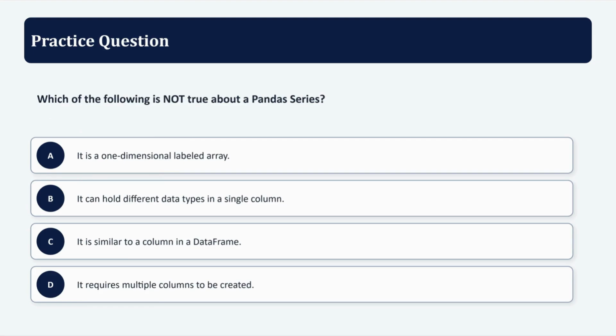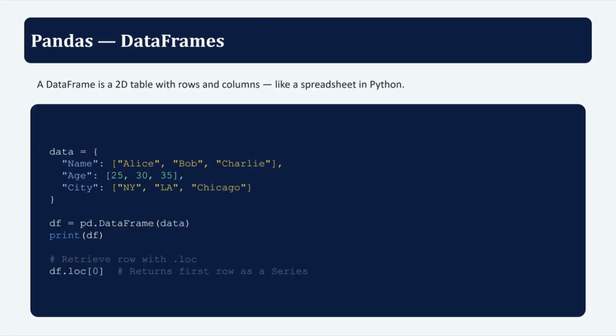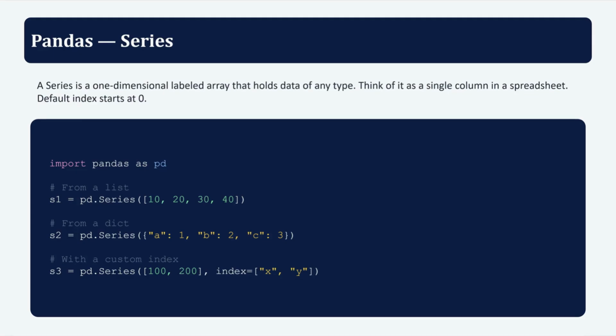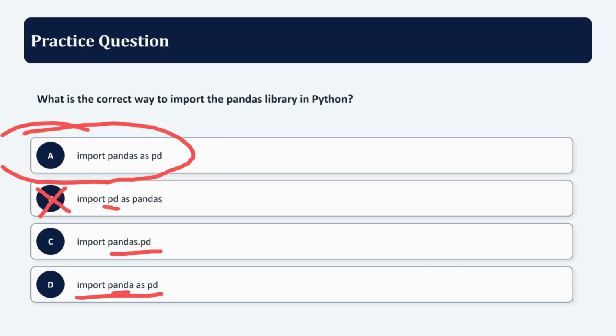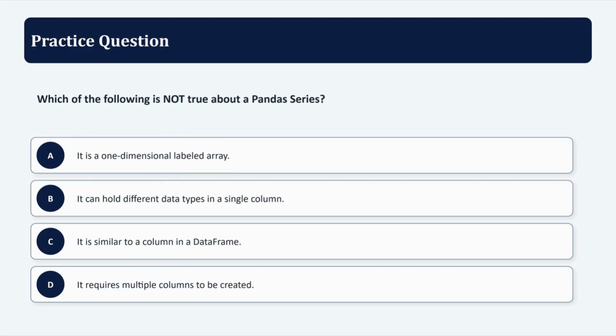Now, which of the following is not true about a pandas series? It's a one-dimensional labeled array. It can hold different data types in a single column. It is similar to a column in a data frame, and it requires multiple columns to be created. Well, here we can refer back to one of the previous ones, so a series.